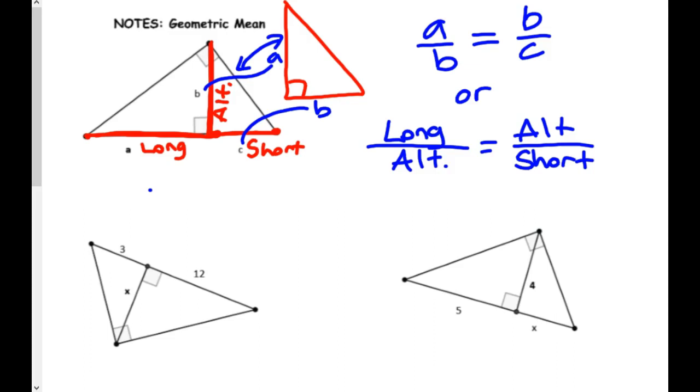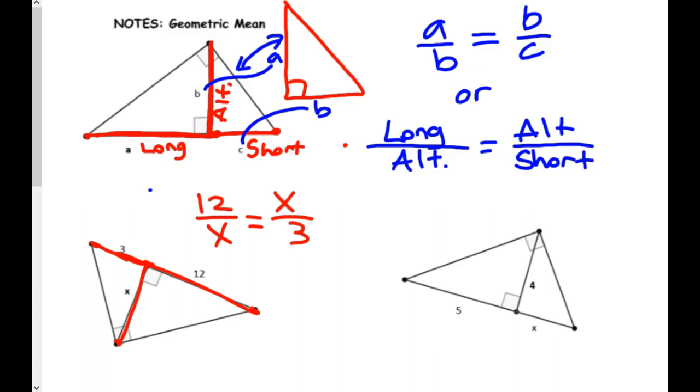right here. Okay. So remember, my little rule is long over altitude equals altitude over short. So what is the long side segment? 12. So 12 over, what's the altitude? X. Equals, and then you're going to use X again, because the altitude again, over the short, which is 3. Okay?